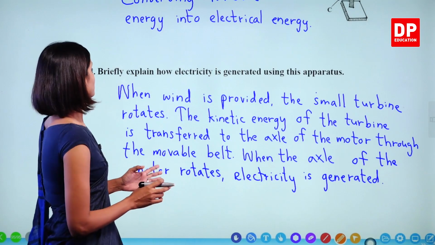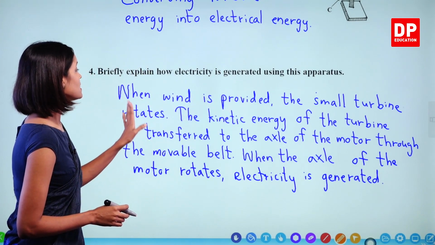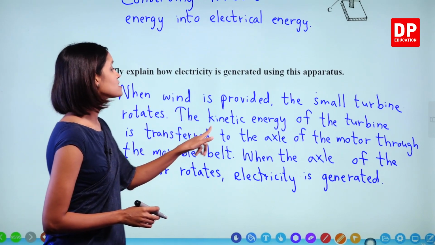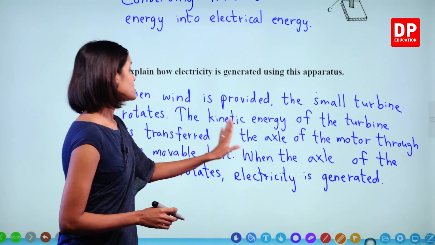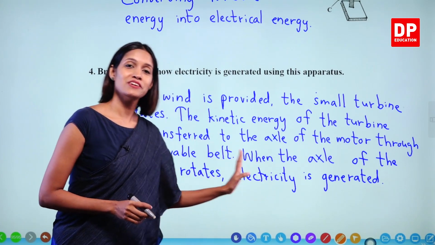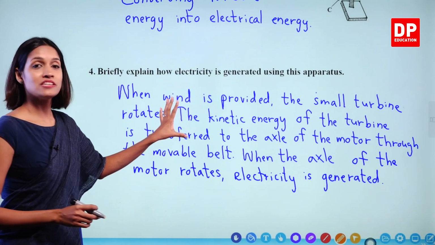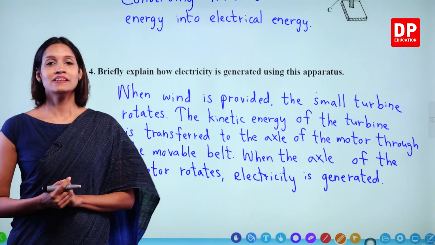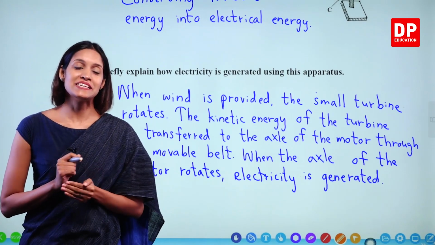Okay, children. When wind is provided, the small turbine rotates. The kinetic energy of the turbine is transferred to the axle of the motor through the movable belt. When the axle of the motor rotates, electricity is generated. Okay, children? So you have to write the answer briefly like this.